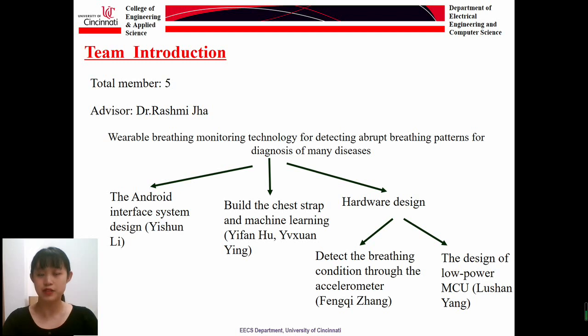For the first part, Mr. Zhang and Mrs. Yang are responsible for catching the breathing signals through the accelerometer. For the second part, Mr. Yin and Mr. Hu are responsible for identifying the breathing conditions through the backpropagation neural network. For the third part, Mr. Li is to design an app to identify the breathing condition in real time and alert the user.